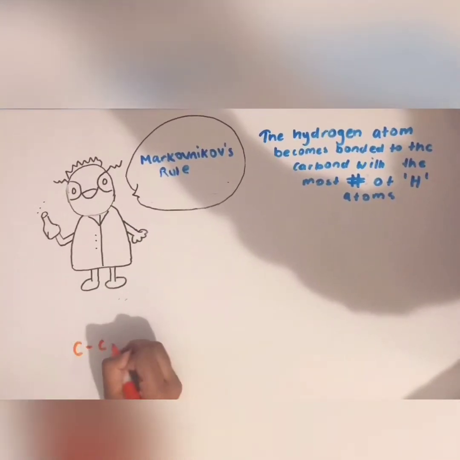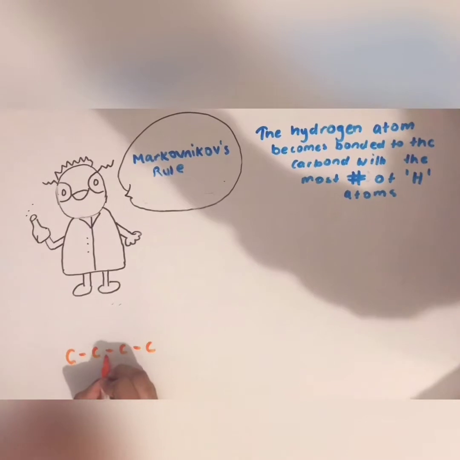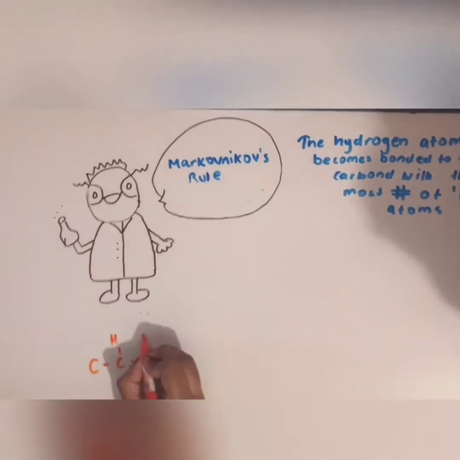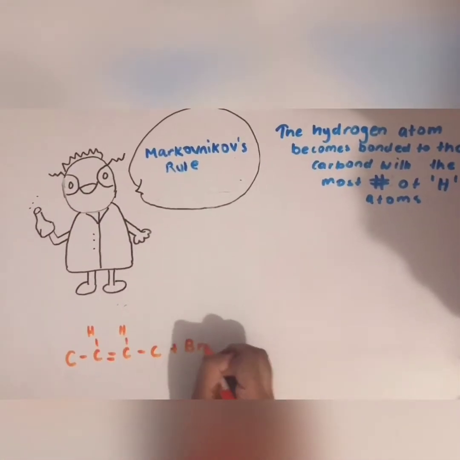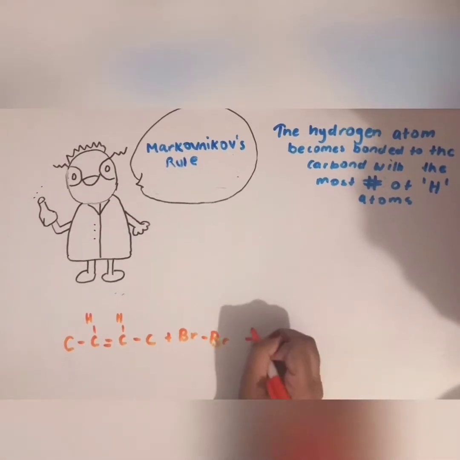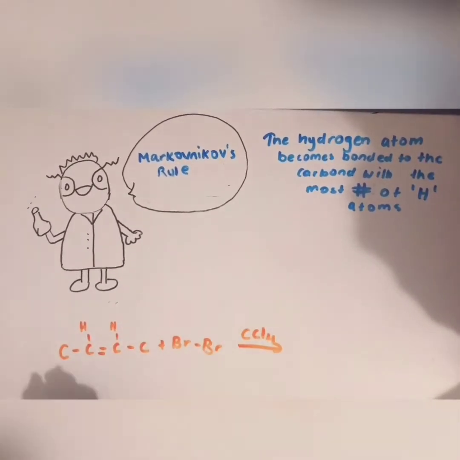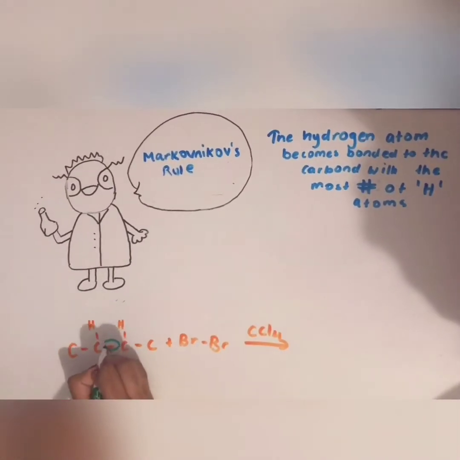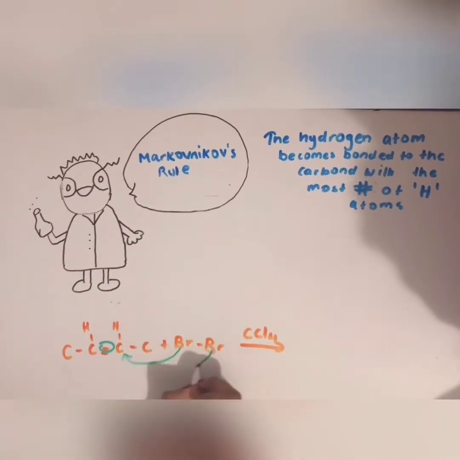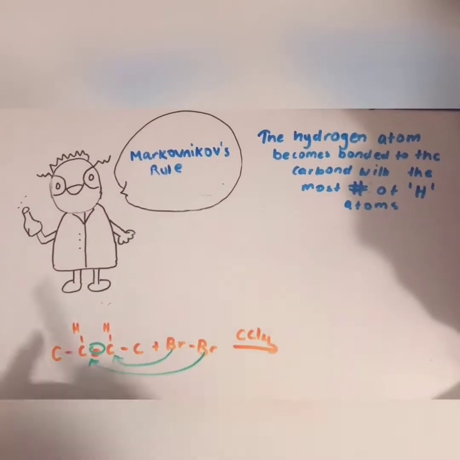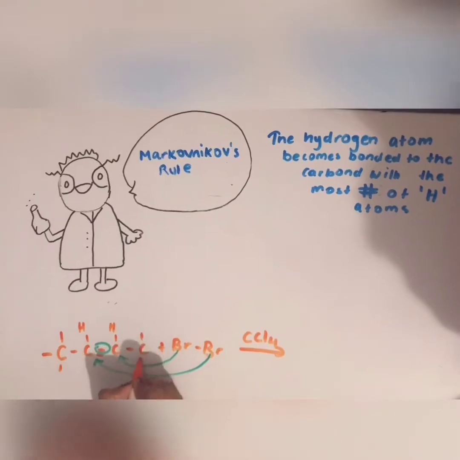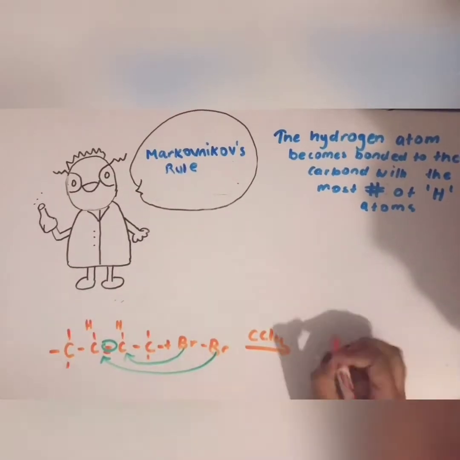So let's see if Mark's rule applies to the reaction we did before with cis-butene and bromine. So we're still going to have a catalyst of CCl4, and to indicate this reaction, we'll be using a different color to indicate the breaking of the pi bond. One of the bromine will go with carbon number 2 and the other one will go to carbon number 3.